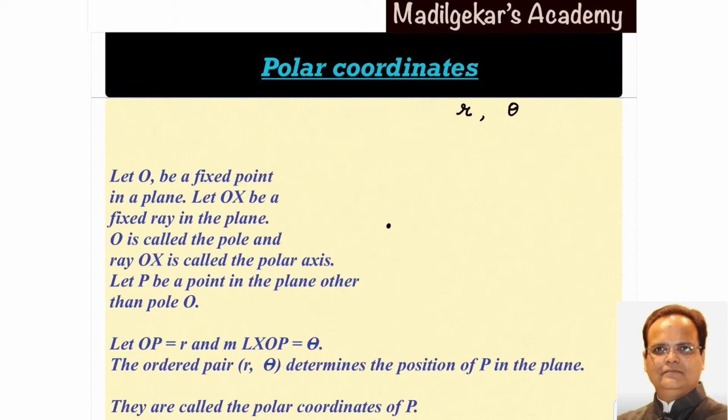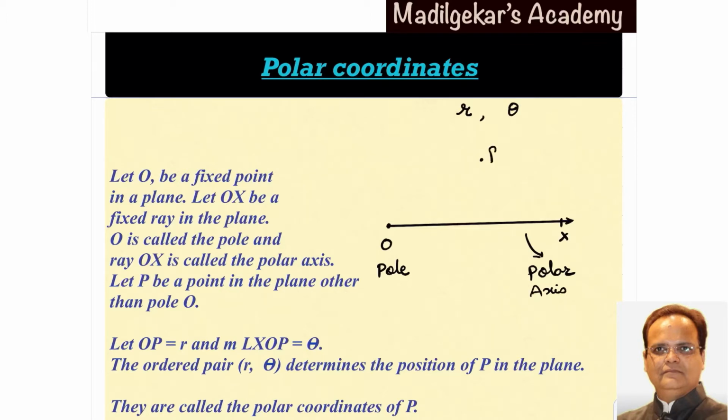Consider a fixed point O. Draw a ray OX. This O is called the pole, whereas OX is called the polar axis.